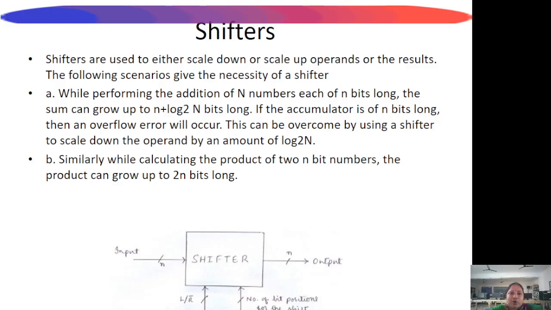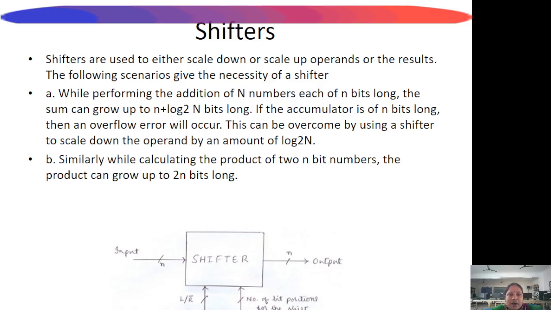The next computational block is the shifters. Shifters are used to scale data values in DSP processes. They can shift bits to the left or right. Left shifting increases the magnitude of a number and right shifting reduces the magnitude of the number. Shifters are used to prevent overflow during arithmetic operations. When adding n numbers, the result can exceed the accumulator size.